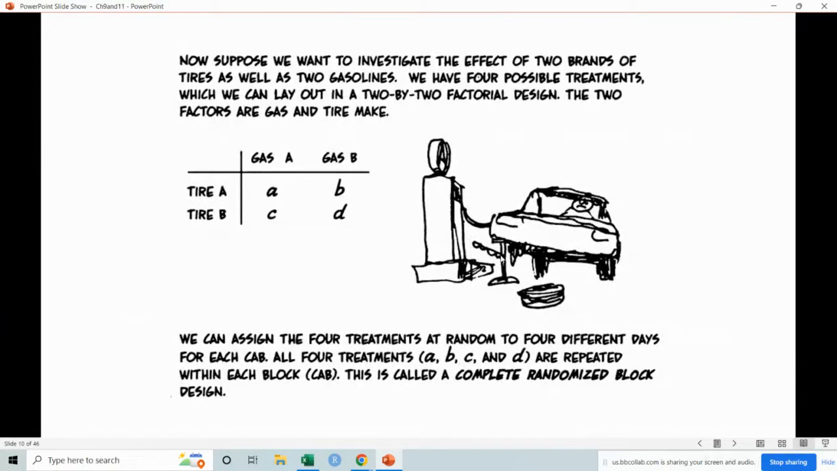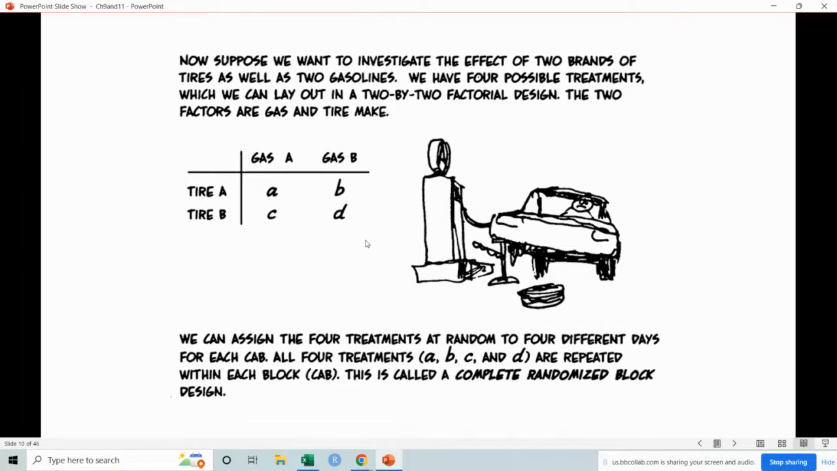Now suppose we want to investigate the effect of 2 brands of tires, as well as 2 gasolines. We have 4 possible treatments, which we can lay out in a 2x2 factorial design. The 2 factors are gas and tire make. So block A would be gas A and tire A. Block B would be gas B with tire A. Block C would be gas A with tire B. And block D would be gas B with tire B.